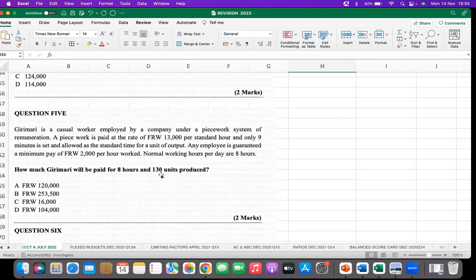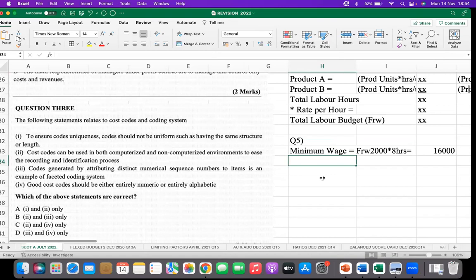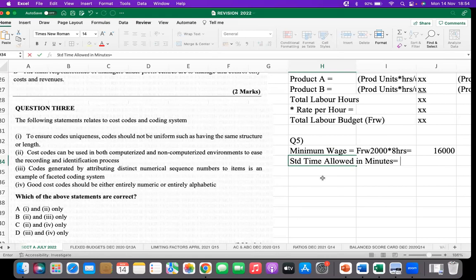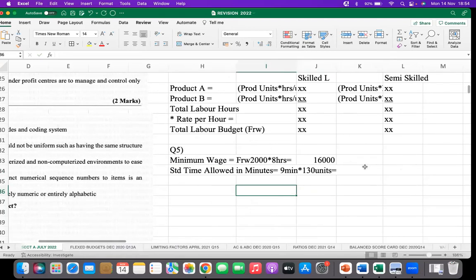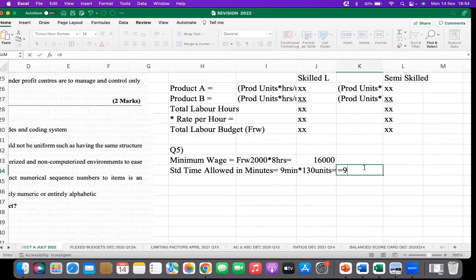How many units have we produced? 130. So standard time allowed in minutes is equal to 9 minutes times 130 units. So what does it give us? 9 times 130. It gives you 1170 minutes.